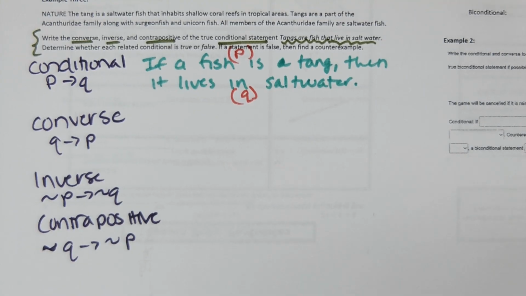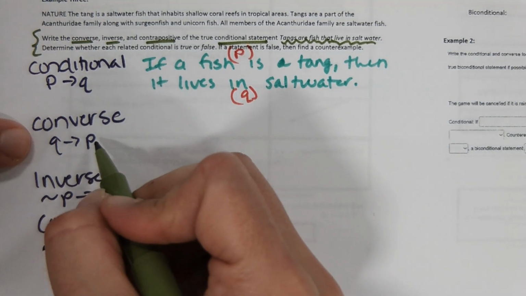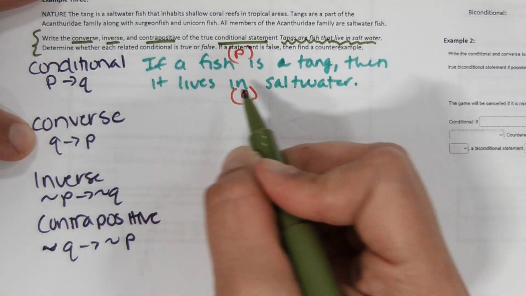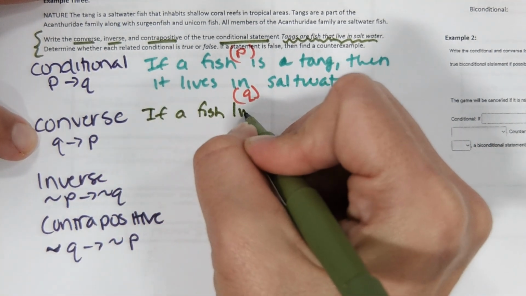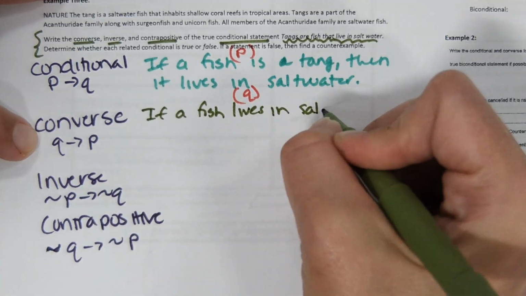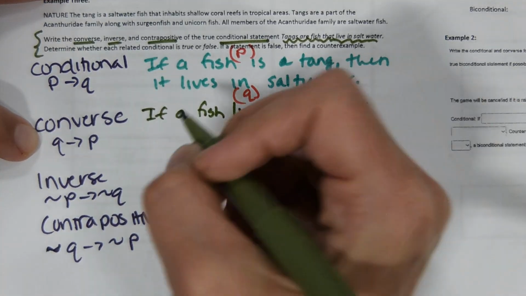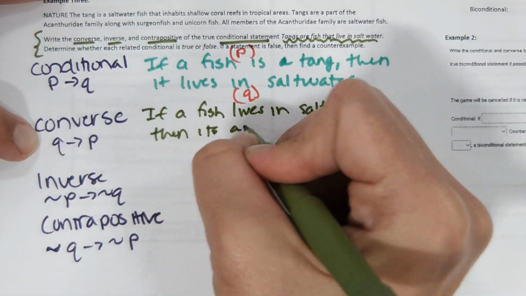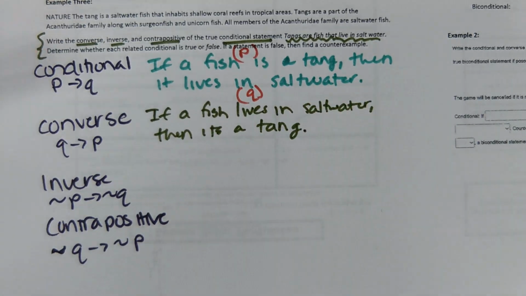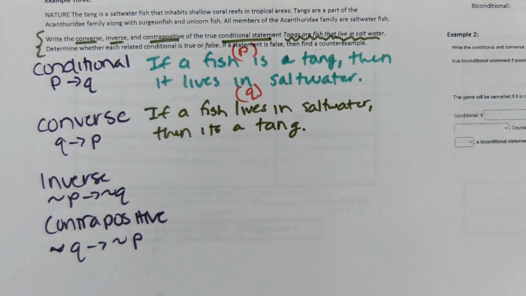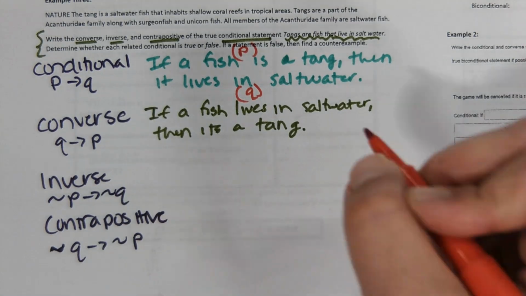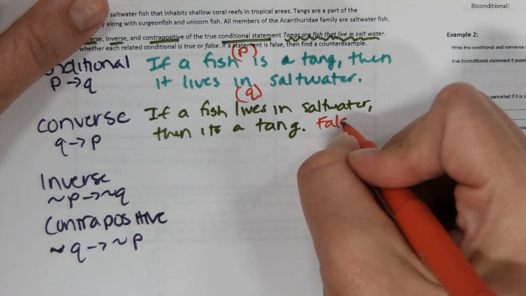Okay, and then converse is Q, then P, so I have to change the order. If a fish lives in salt water, then it's a tang. It wants me to identify whether this is true or false. Well, there's lots of different kinds of fish that live in salt water, so it might not be a tang, so that's false.